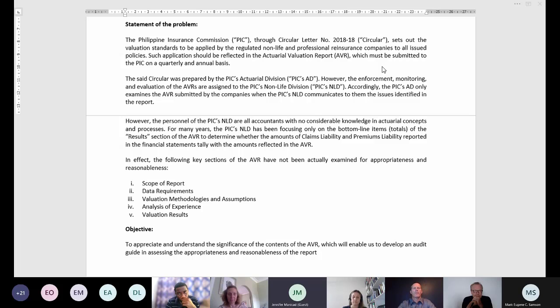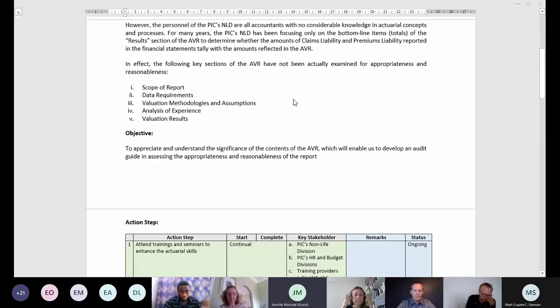And given that PIC's Non-Life Division are all accountants with no considerable knowledge in actuarial concepts and processes, they are only focused on the results section of the AVR to determine whether the amounts of claims and premiums liability reported in the financial statement tally with the amount reflected in the AVR and comply with the mandated ways on how to compute for the reserves as per said circular. In effect, the vital sections of the AVR were neglected, such as scope of report, data requirements, valuation methodologies and assumptions, analysis of experience, and valuation result.